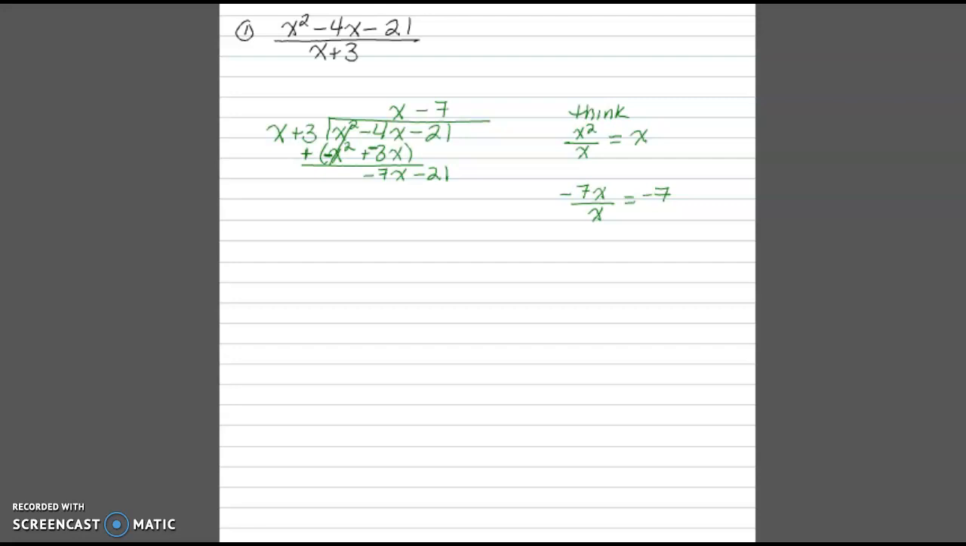Again, I'm lining that constant up with the constant in the dividend. Now I'll multiply back. Negative 7 times x, negative 7x. Negative 7 times 3 is negative 21, and subtract those two terms. I'm going to change my subtraction to addition of the opposite. And in this case, both terms cancel out, so my remainder is 0. So it leaves me with a quotient of x minus 7 and a remainder of 0.